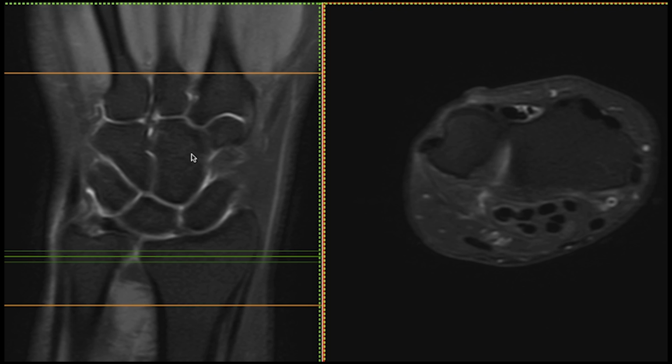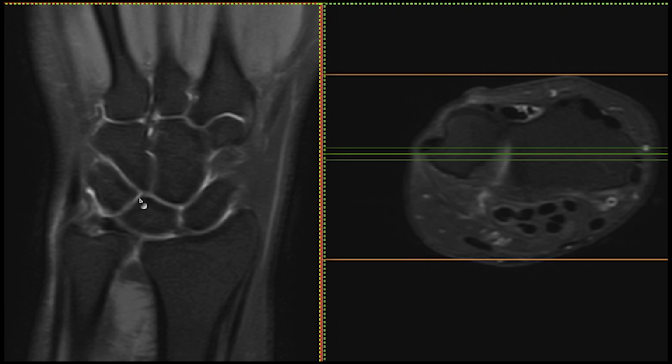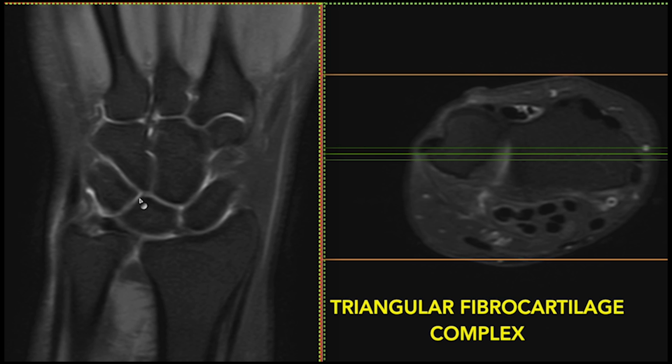PD without fat sat is good for anatomy and correlation with PD fat sat. Gradient is very useful for the ligament assessment. Cartilage sequences are useful. Less field of view is more desirable, which is practical with your machine. Dedicated coils would yield more benefit for the smaller structures. Here, what we can see is anatomically, this is mainly to discuss TFCC injury today.